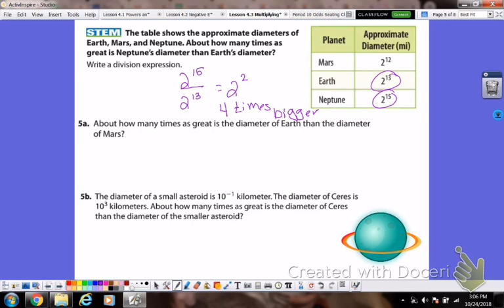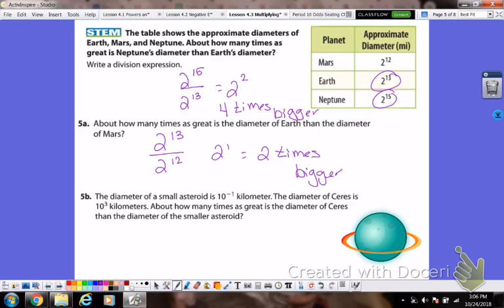5a, about how many times as great is the diameter of Earth than the diameter of Mars? Okay, well, same idea. 2 to the 13th for Earth, divided by 2 to the 12th. 13 minus 12 gives us 2 to the first, which is just 2. So final answer, 2 times bigger.